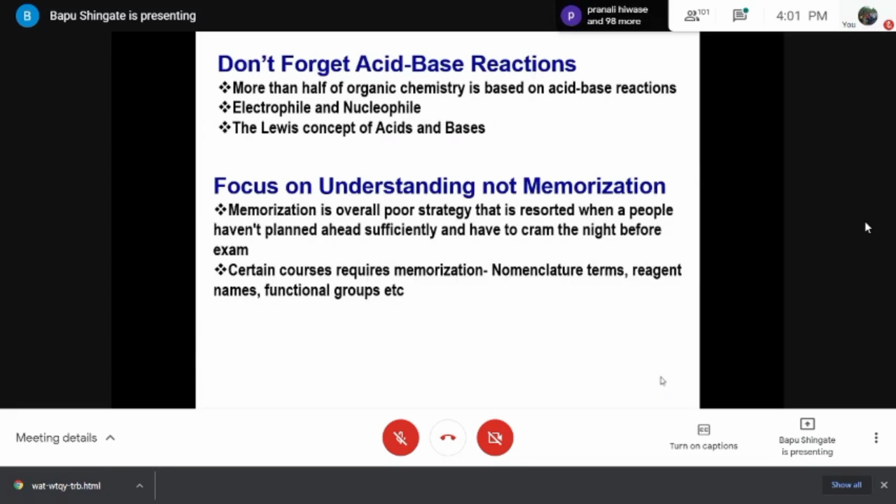Then the next important point is the Lewis concept of acids and bases. We should know the list of Lewis acids and the list of Lewis bases. That is also important. Not only Lewis acids and bases, but you should also know Brønsted acids and bases, and Arrhenius acids and bases. Even though we studied this topic in the 11th or 12th standard, ionic equilibria is a topic one should know. Now we will discuss another point.